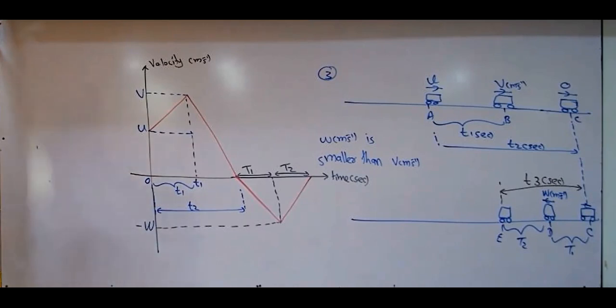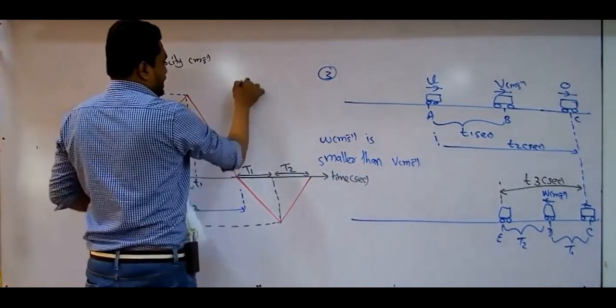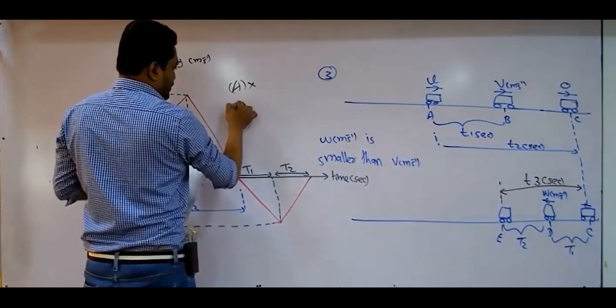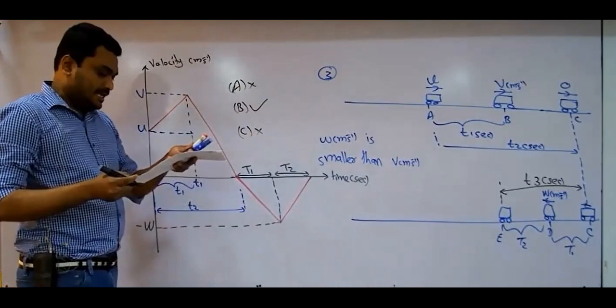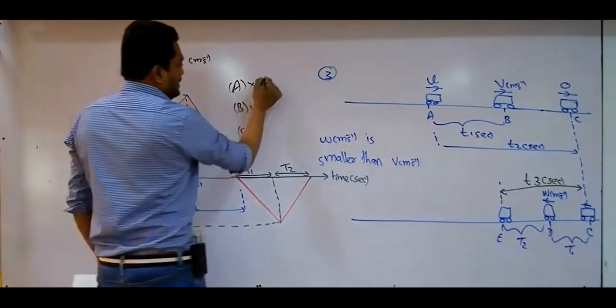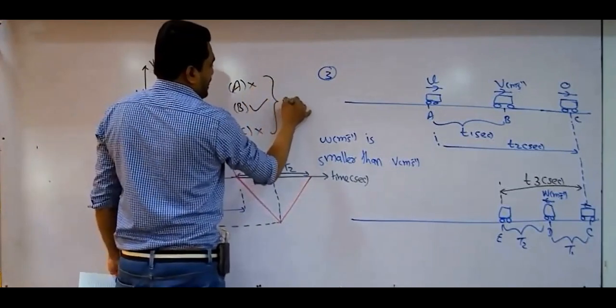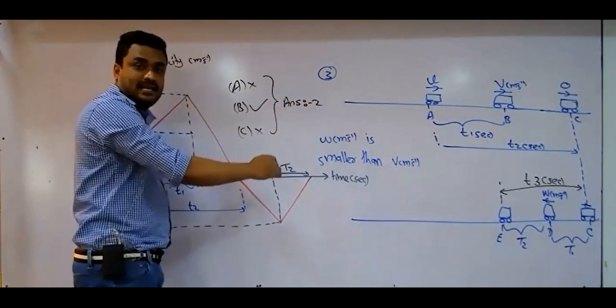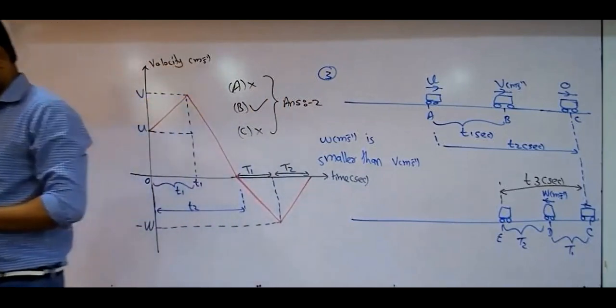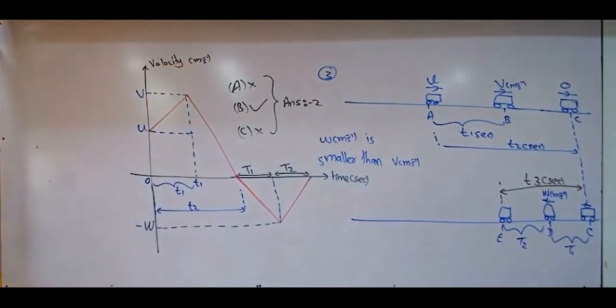So finally, what is the answer here? A wrong, B correct, C wrong. So the answer is only B is true. I would like you to write like this: Answer is true. Just write exactly like this. Alright.